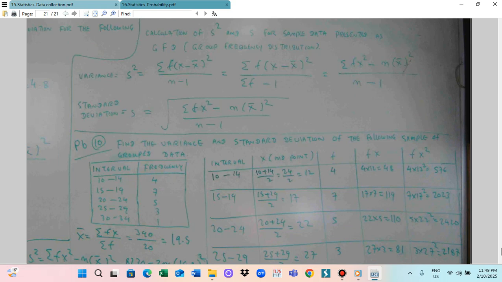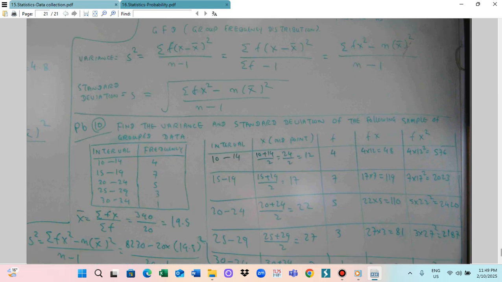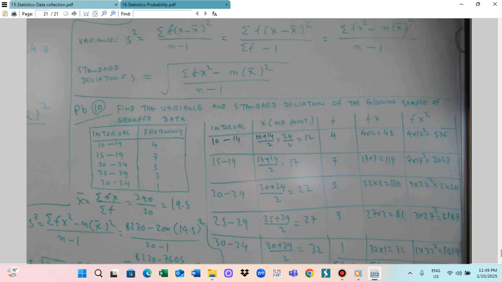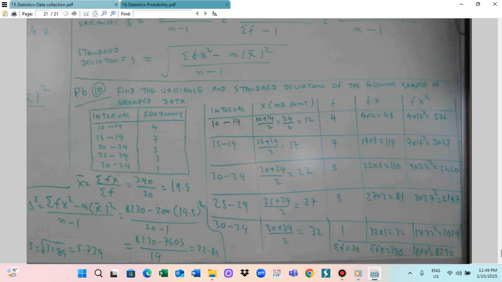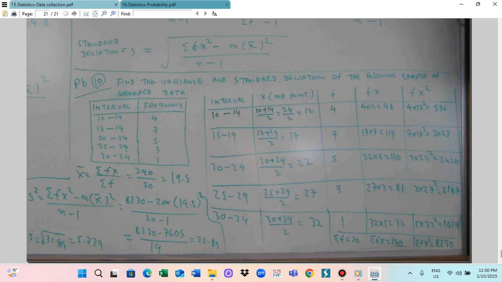Okay, in this case, the example is 10 to 14. So the midpoint h is 10 plus 14 divided by 2, which is 24 by 2, which is 12. The midpoint is 12 and the frequency is 4. So frequency multiplied by h, 4 multiplied by 12, is equal to 48. And for f h square, that means 4 multiplied by 12 square, so this one is 576. So for the interval 10 to 14, the midpoint is 12, f is 4, f h is 48, f h square is 576.